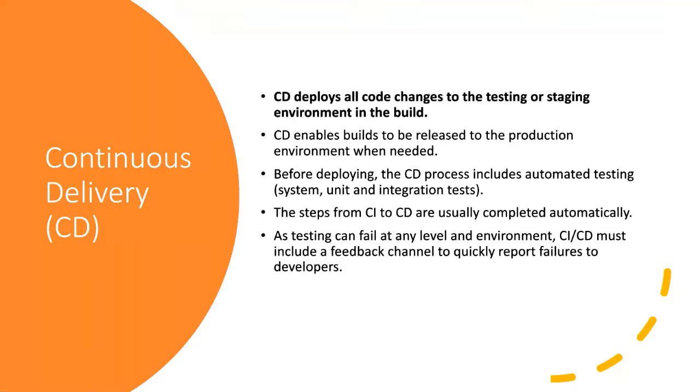Continuous delivery picks up where continuous integration is over. While CI is the process to build and test automatically, CD deploys all code changes to the testing or staging environment in the build. CD enables builds to be released to the production environment when needed. Allowing the team to deploy on its own, the CD effectively reduces time to market.